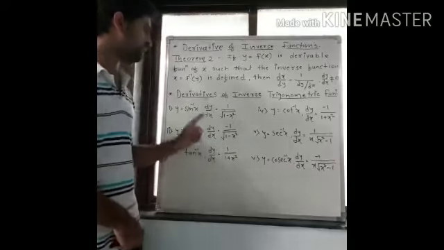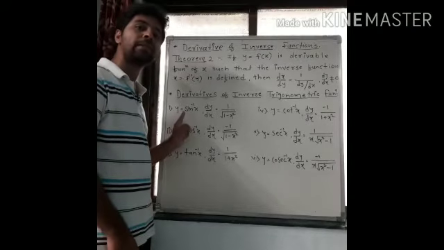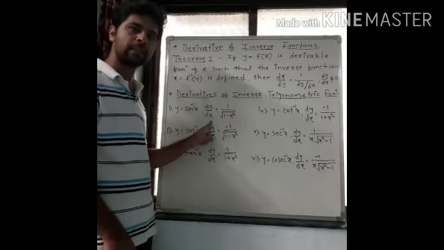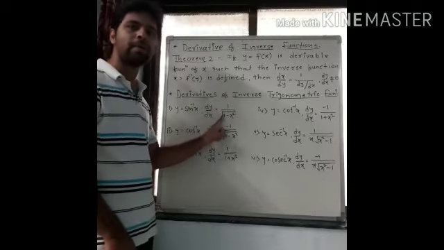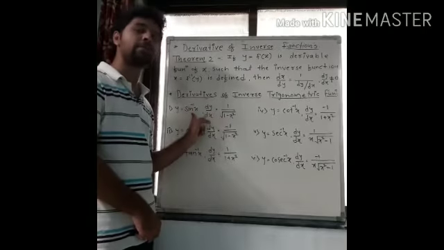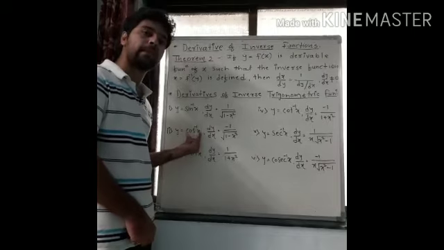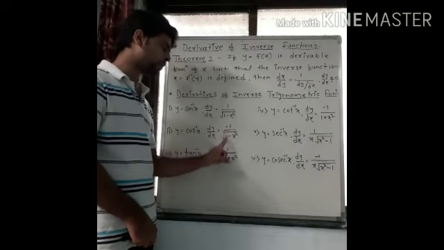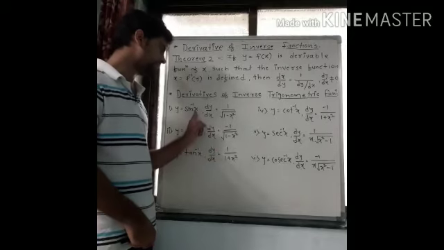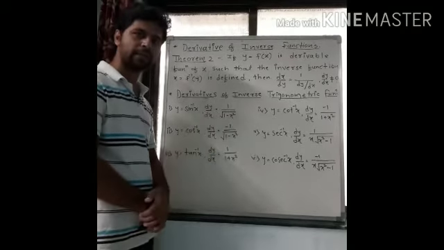Okay, now see the first one, y equal to sine inverse x. This is our first inverse trigonometric function. Their derivative is dy by dx equal to 1 upon under root 1 minus x square. Correct? This is the derivative of sine inverse x function. Similarly, we have cos inverse x. Their derivative is minus 1 upon root 1 minus x square. The difference between derivative of sine inverse and cos inverse is only the numerator's sign.